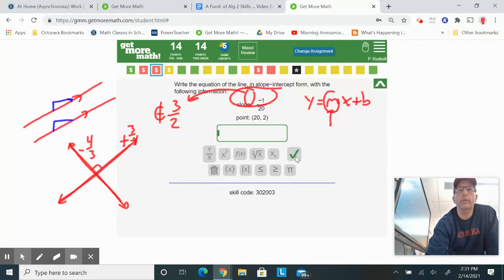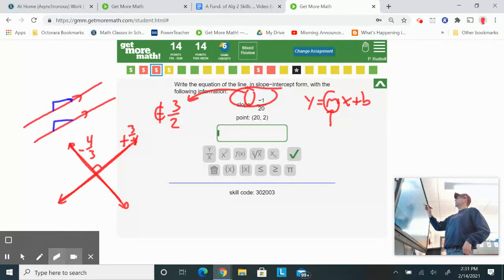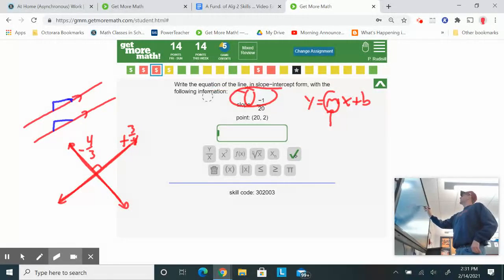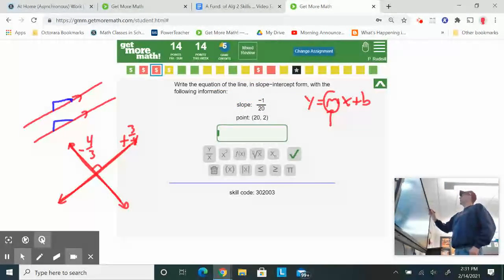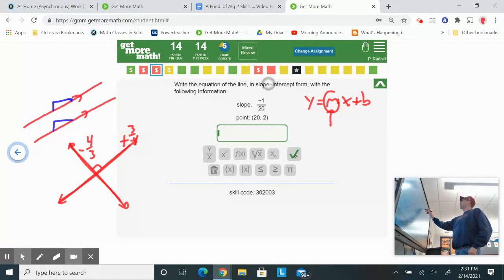All right, let's do this one. Let's take a look. It says write the equation of a line in slope-intercept form with the following information. Oh, guess what? I don't need to do any more. That finishes my video. I should have stopped it a few seconds ago.